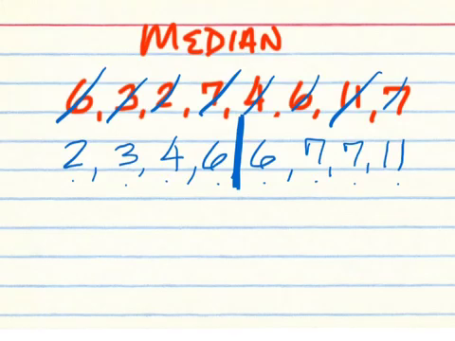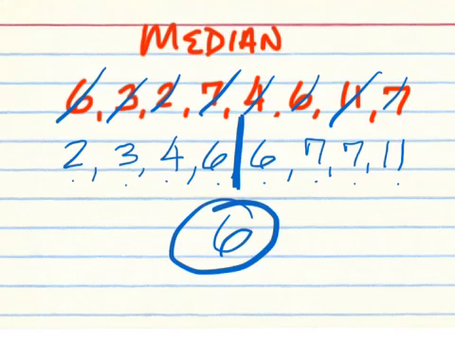Anytime you have 2 middle numbers that are exactly the same, then that's going to be the median. So in this case, the median is 6. If you add 6 and 6 to get 12 and divide by 2, you still get 6. So the median is 6.